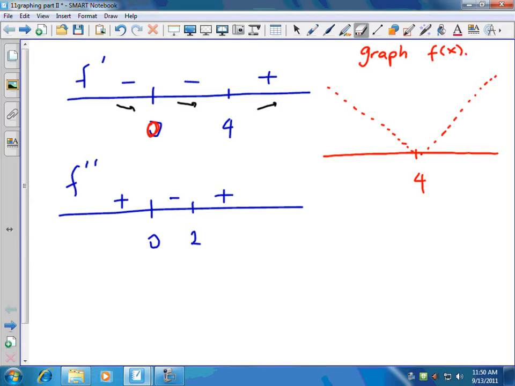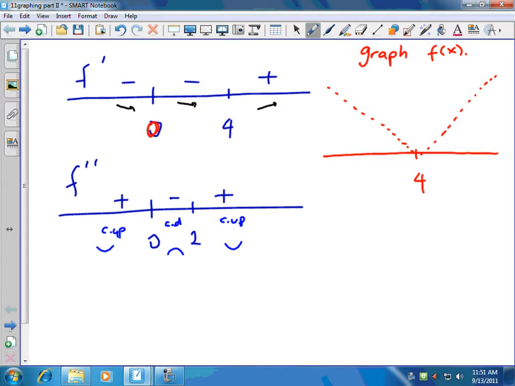Based on the second derivative, what do we know? F double prime is positive on the first part. That means it's concave up. Then it is concave down. And then it's concave up again. So up, down, and up again. Now this has to fit in with the previous portion of the graph that we have, the skeleton.